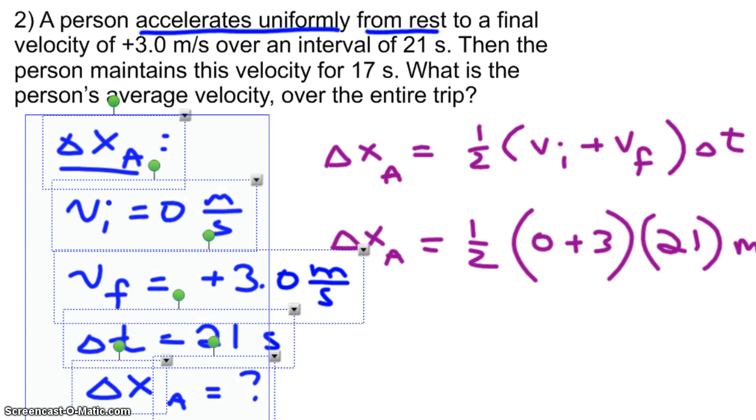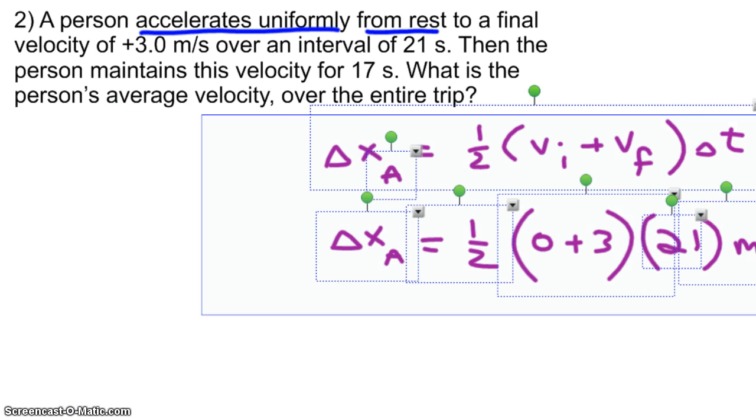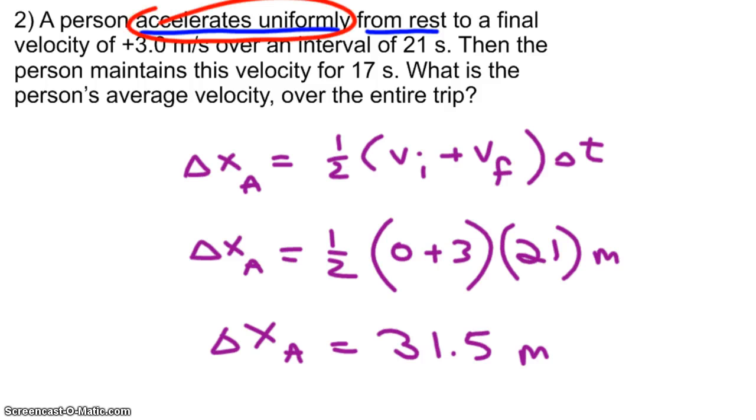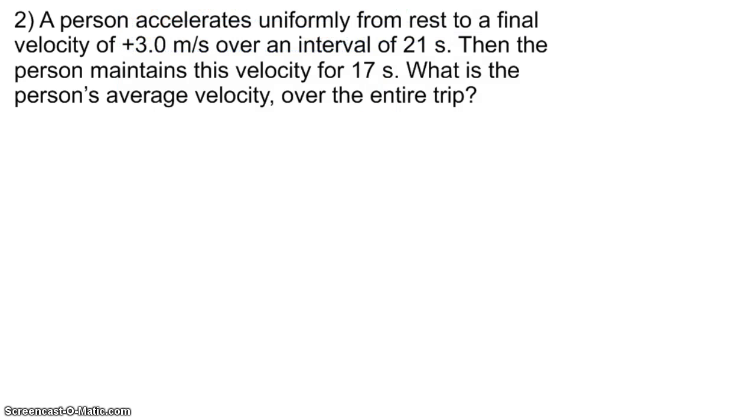Okay then, I'm going to move all this away. Don't need it. You plug this into the calculator. Let's see, batteries are low. Uh-oh. 3 over 2 times 21. Oh, 31.5 meters. That's the displacement during the first portion of the trip, portion A, where the person is accelerating, increasing her velocity. Right? She's accelerating from rest. So let me move this over. We'll come back to that, use that piece of information again shortly.